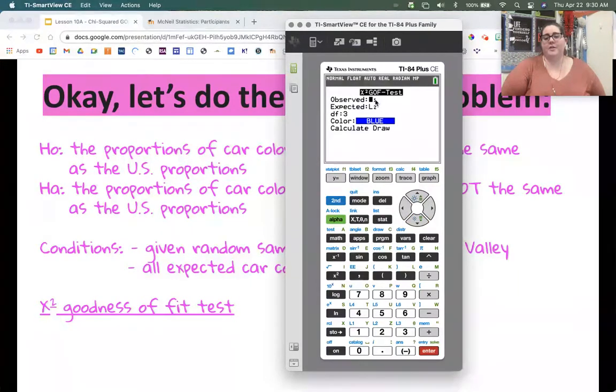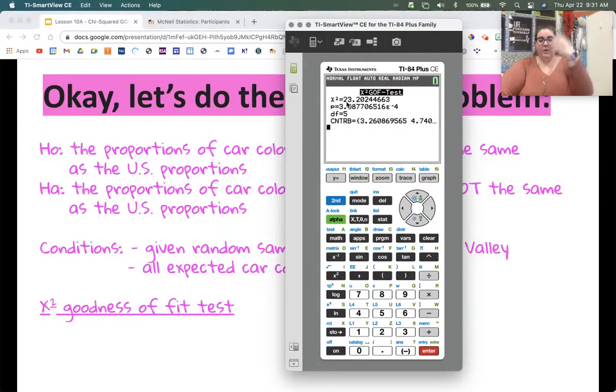You tell it your observed values are in L1, your expected values are in L2. You have to type in the degrees of freedom. The calculator will not figure that out on its own. So I had 6 categories. Degrees of freedom is 5. And then I calculate. And notice that it gives me the chi-squared value of 23.2 that I calculated a minute ago, but it also gives me a p-value, right? If you remember from our table, we figured out that the p-value had to be smaller than 0.0005 because it was on the other side of that biggest number on the chi-squared row.